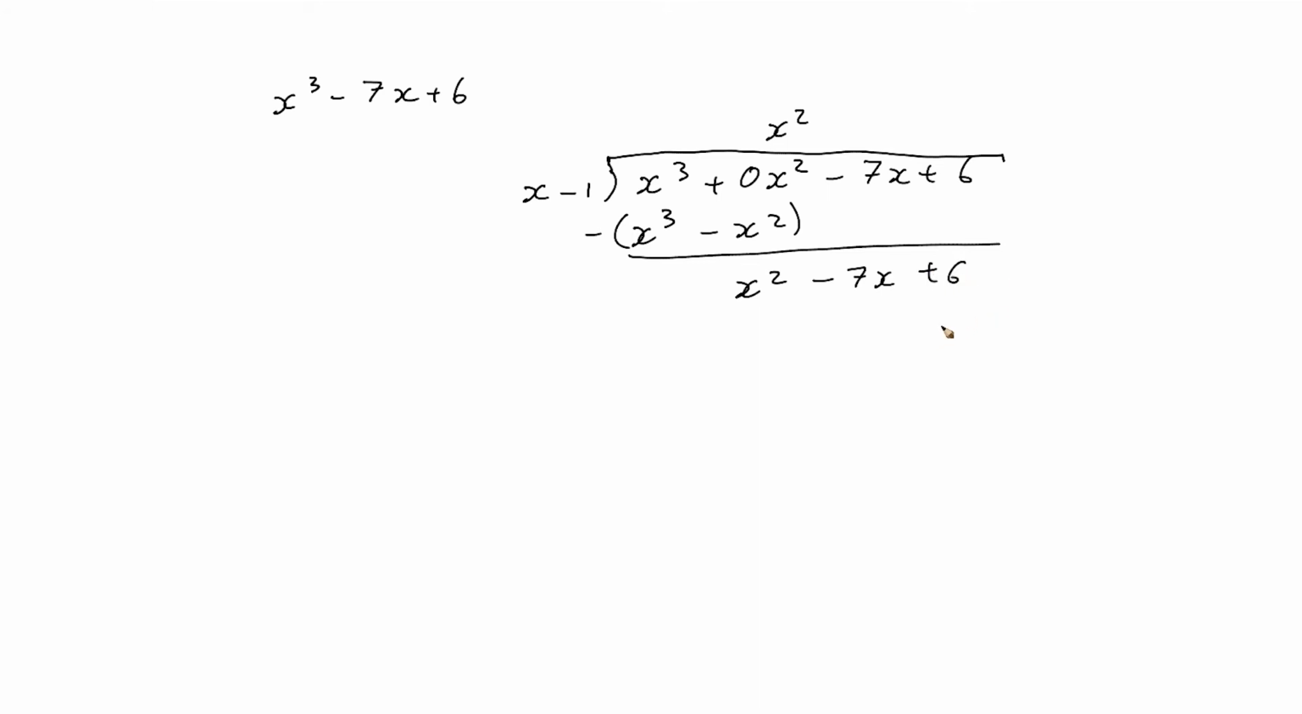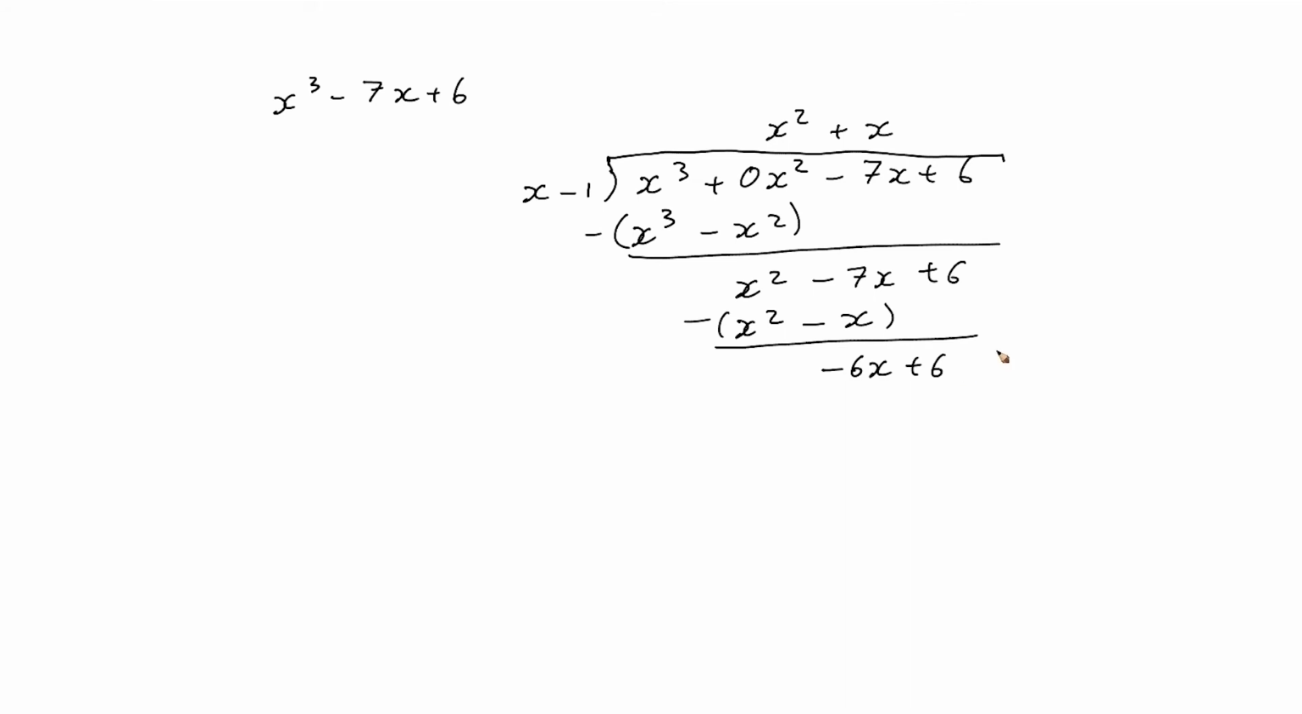So now we need to manufacture an x squared. Well, that's pretty easy. Just use a single x squared minus x. So now we have to subtract this polynomial from the guy above it. So we have minus 7x minus minus x, which is minus 6x.